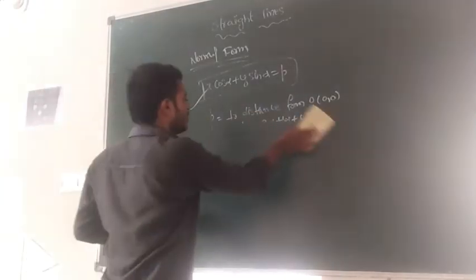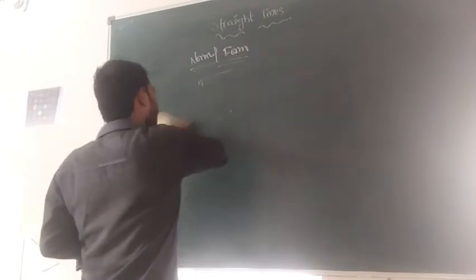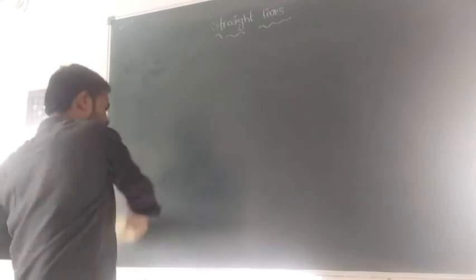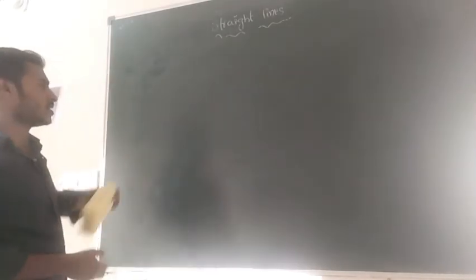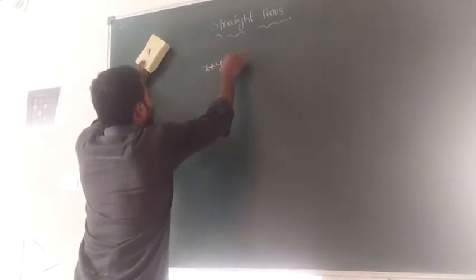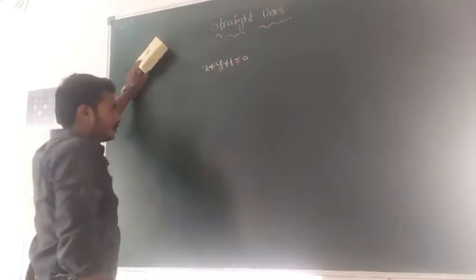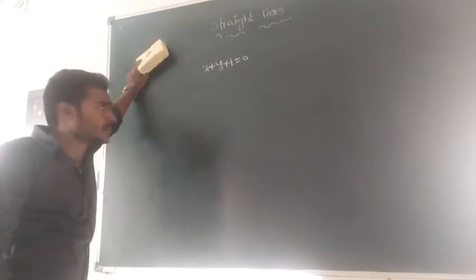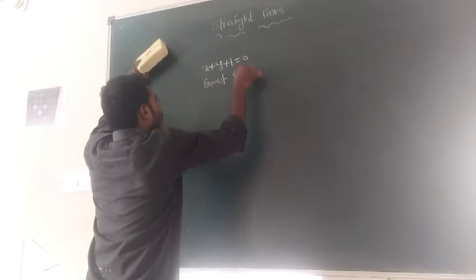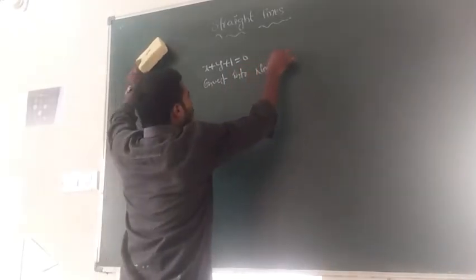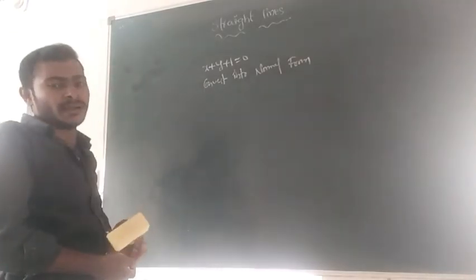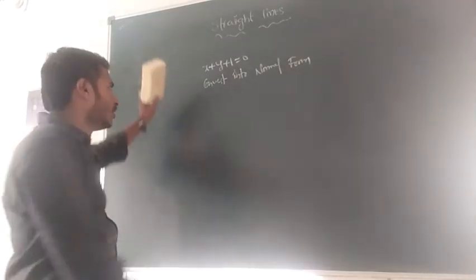Now the next one. Suppose we have x plus y plus 1 equal to 0, which is any straight line. They asked us to convert it into normal form. They gave one straight line and are asking to convert it into normal form.